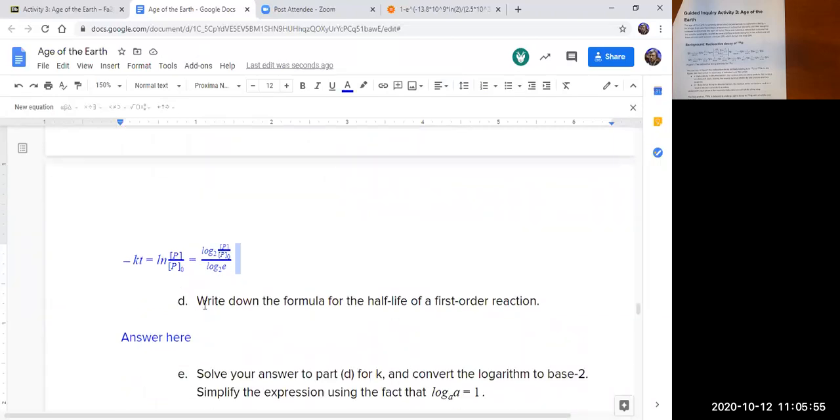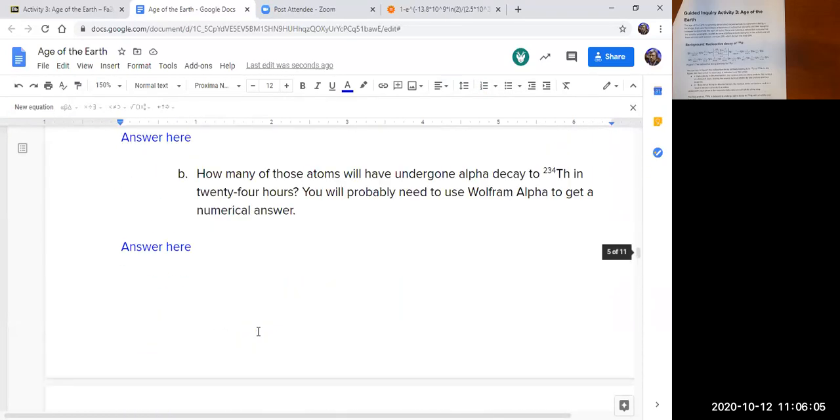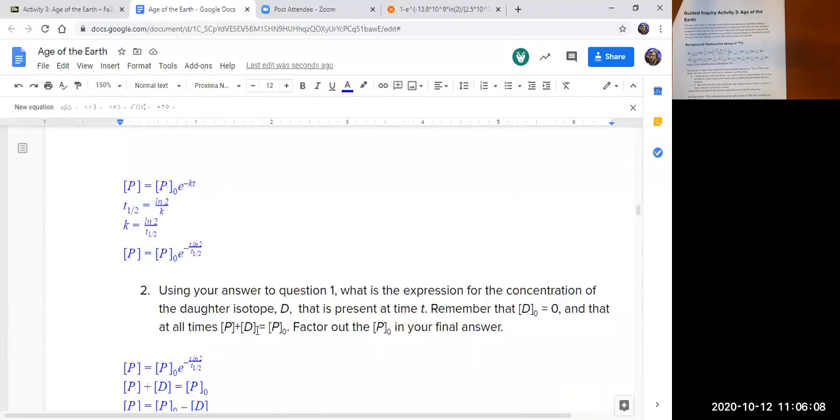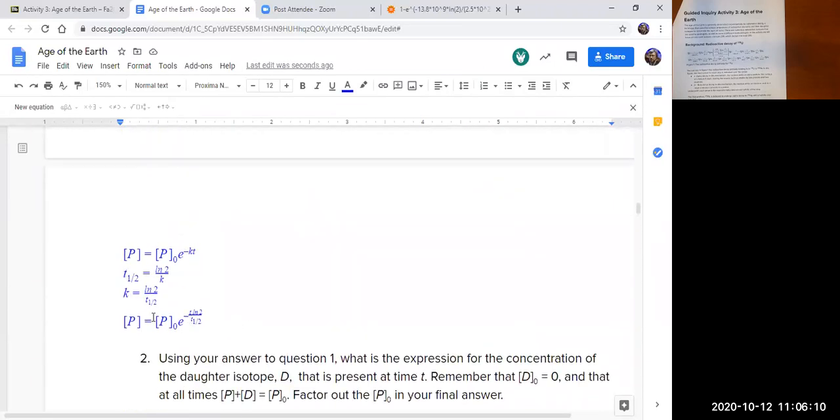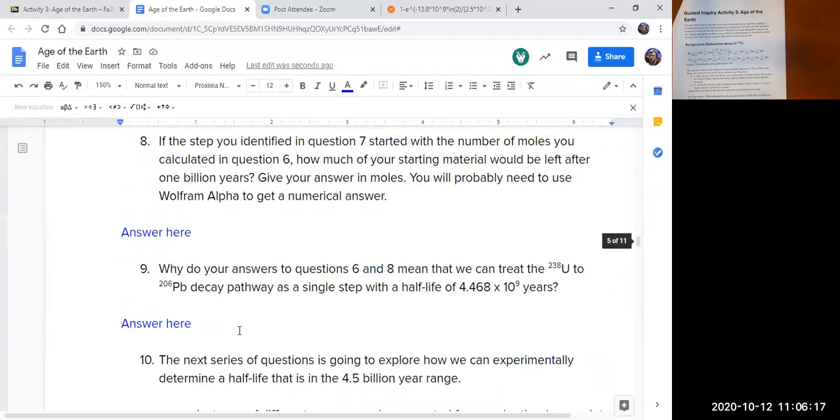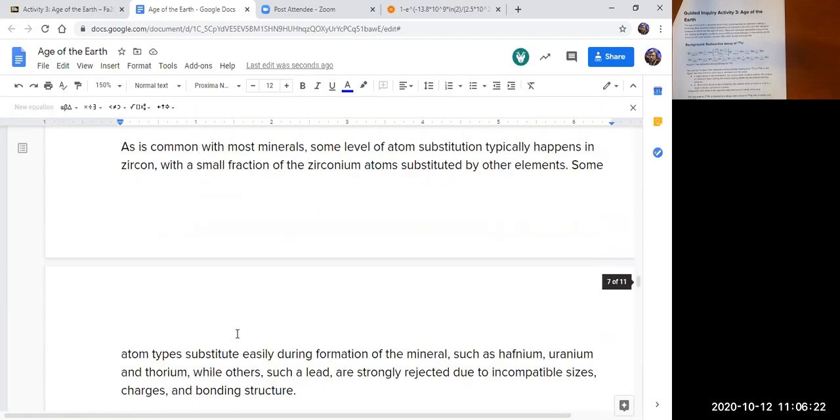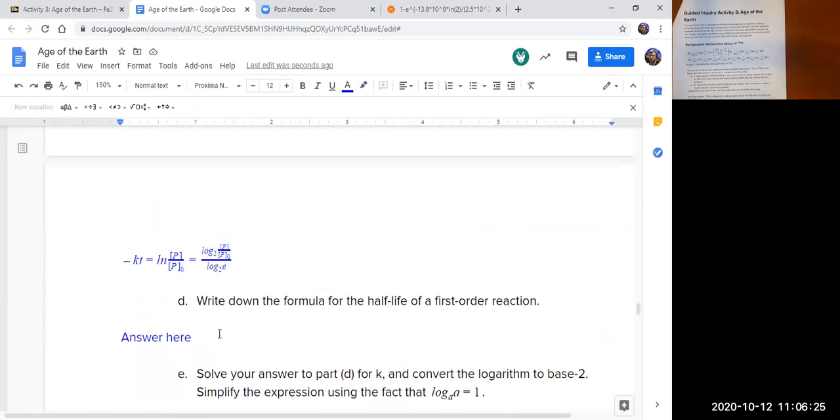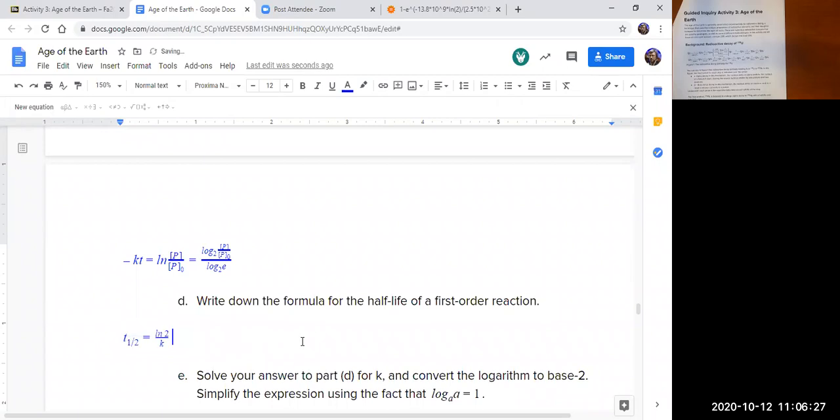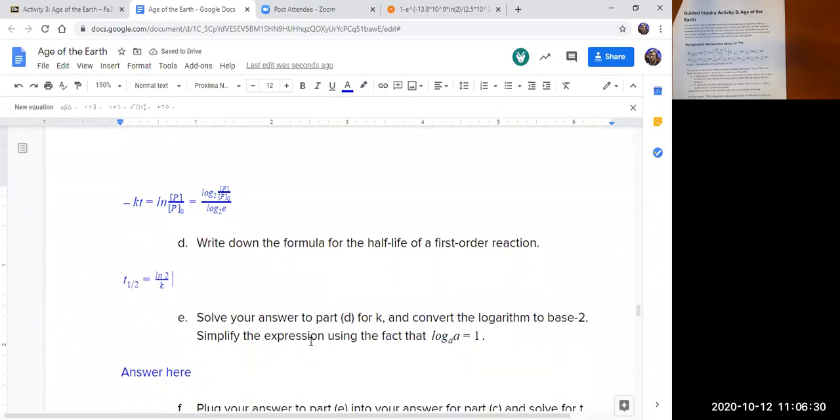Write down the formula for the half-life of a first order reaction. That one is just something we've already done up above. Back in question 1, we wrote down the formula for the half-life of a first order reaction. So I'm going to copy that and bring it down. Nope, this is it. Boom. We are done with D.